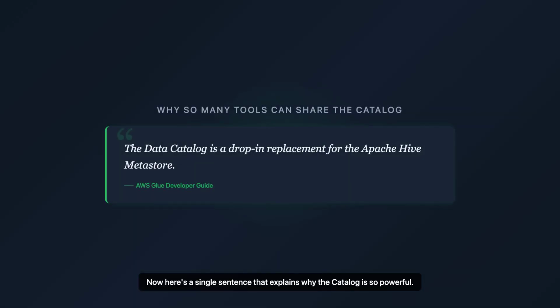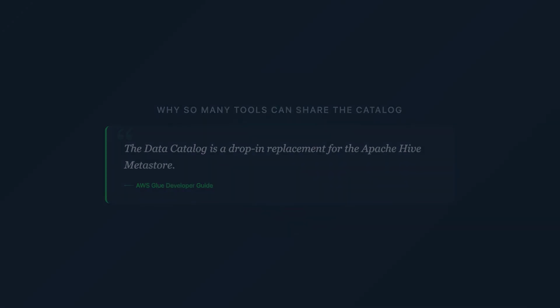Now here's a single sentence that explains why the catalog is so powerful. Amazon Web Services says it's a drop-in replacement for the Apache Hive metastore. The Hive metastore is the metadata standard that the big data ecosystem has used for over a decade. Spark, Presto, Trino, Hive, all of them speak it. So because Glue's catalog speaks the same protocol, any tool that already knows how to talk to a Hive metastore can talk to the Glue catalog without modification. That compatibility is the foundation of the next slide.